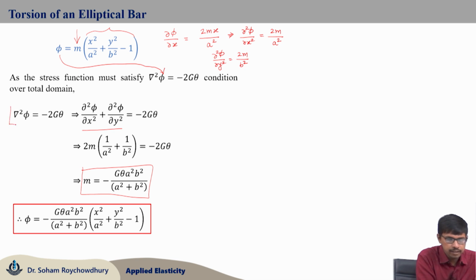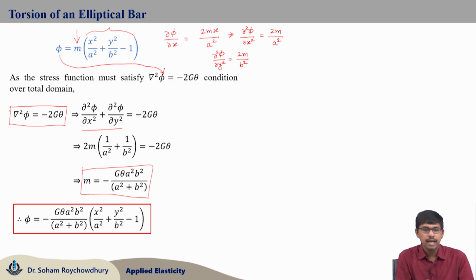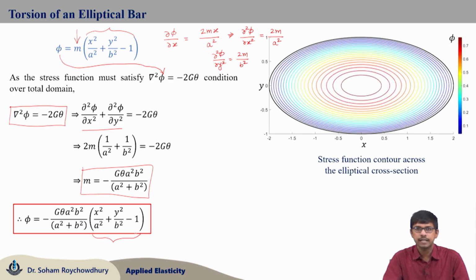So we have obtained an expression for phi, the Prandtl stress function, which satisfies both conditions. One is Laplacian of phi equals minus 2 G theta, that is satisfied, and also phi equals 0 over the boundary, that is satisfied due to the presence of this ellipse equation. Over the boundary this part would go to 0, so phi will be 0 over the boundary. Hence this Prandtl stress function satisfies both conditions.